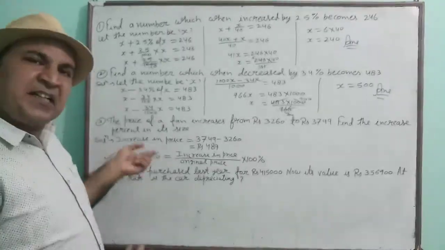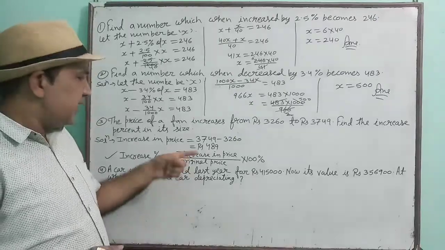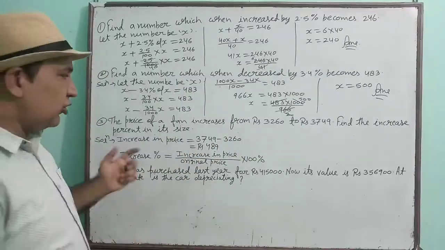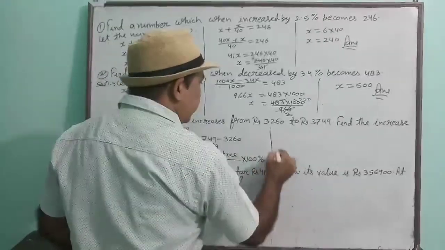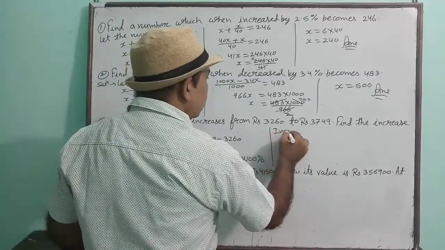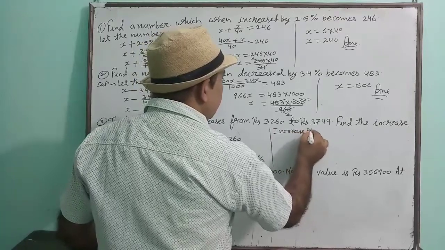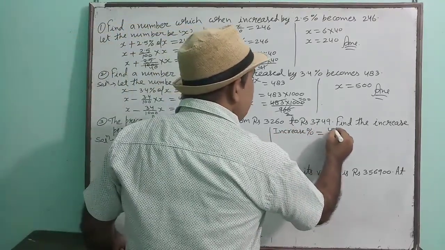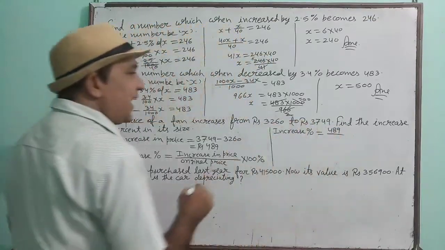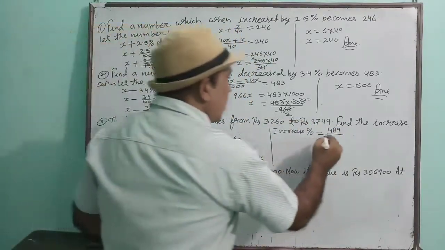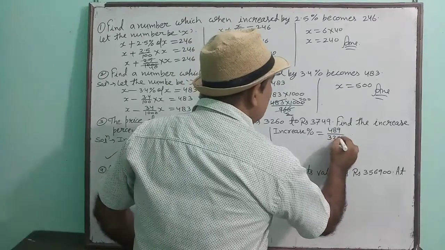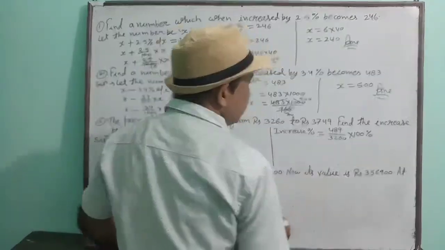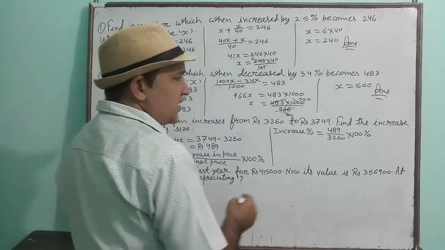Always you can find increase or decrease percent. Increase or decrease upon original multiplied by 100%. Now put the value and get your answer. Increase percent will be increase in price, 489, upon original price 3260, multiplied by 100%. Now solve and get your answer.